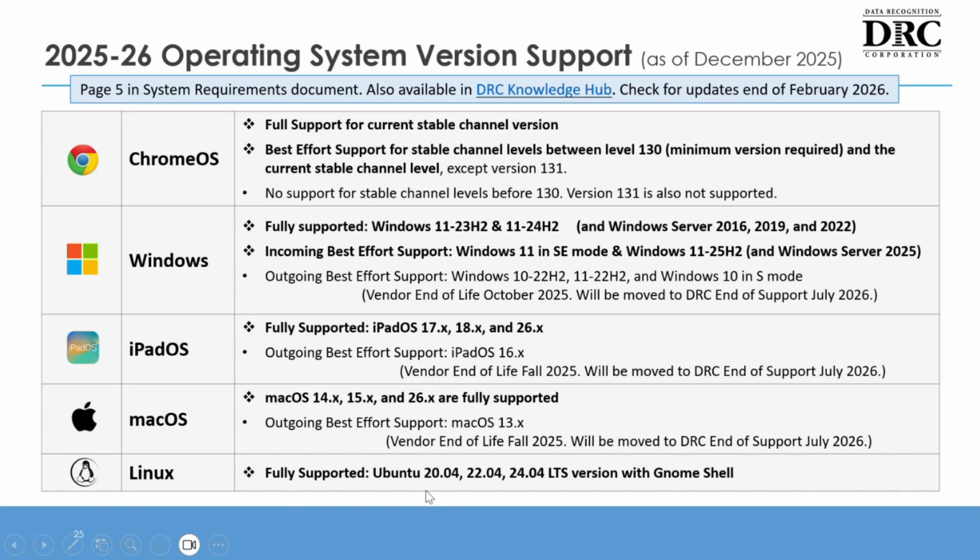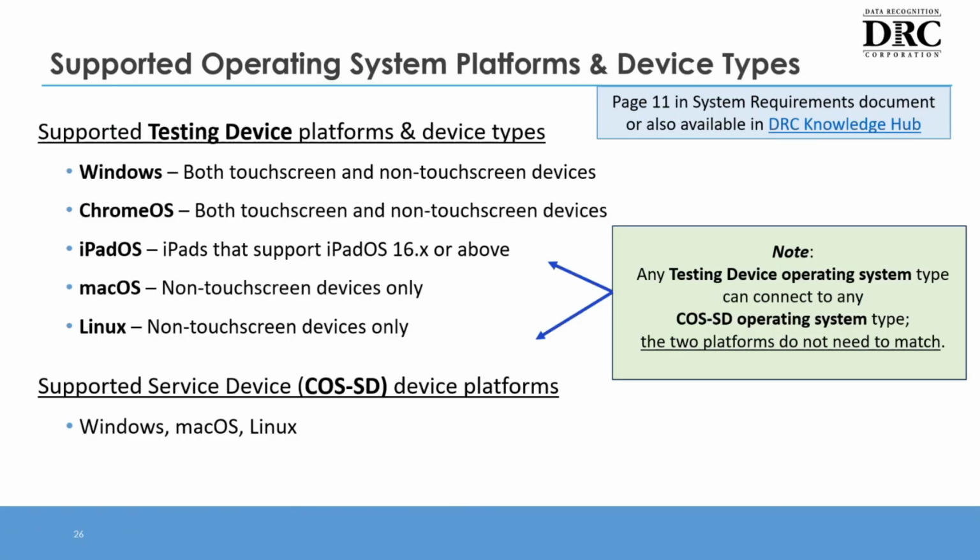For Linux, Ubuntu 20.04, 22.04, and 24.04, the LTS versions with GNOME Shell, are all fully supported. Supported service device platforms include Windows, macOS, and Linux. For testing devices, supported platforms include Windows, macOS, Linux, as well as iPadOS and Chrome OS.